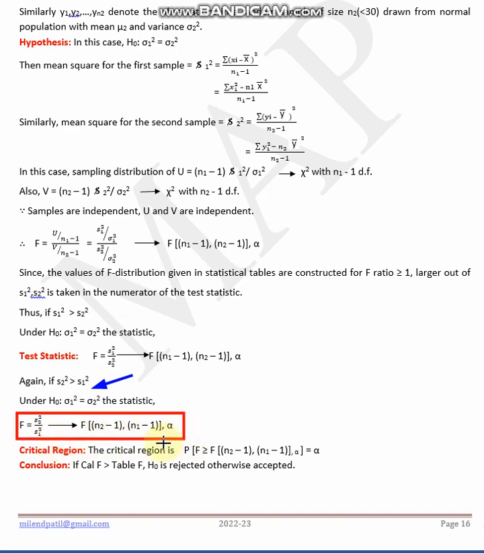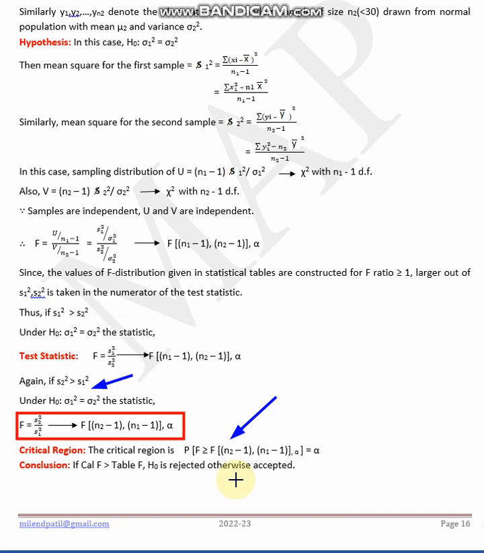We have to reverse the degrees of freedom. First we take n2 minus 1, then n1 minus 1, comma alpha. Alpha is my level of significance. And what is the critical region? The critical region is: probability of F greater than or equal to F with n2 minus 1, n1 minus 1, alpha equal to alpha. If this holds true, that means if the calculated F is greater than the table F, then we have to reject the null hypothesis, otherwise we accept it.